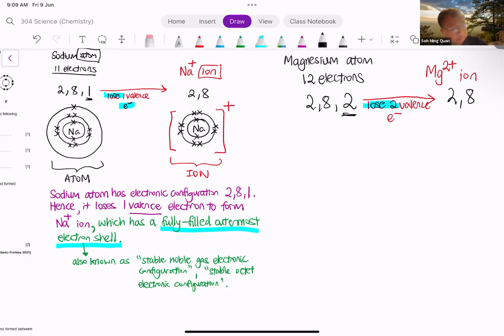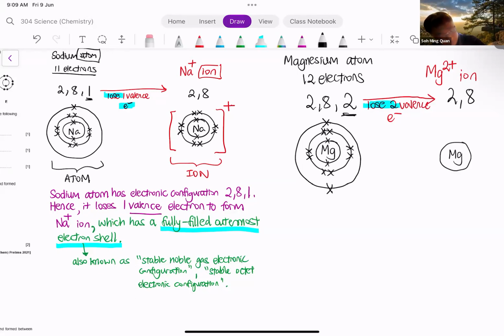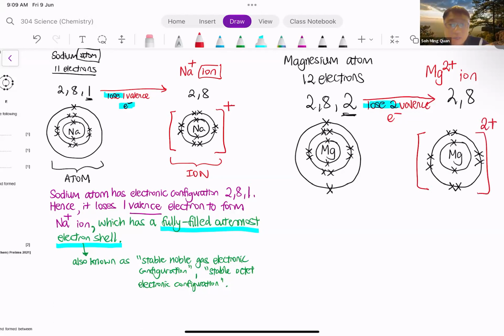All right. So you can even draw it out. The magnesium atom is 2, 8, 2. It is drawn like this. The magnesium ion is 2, 8. Remember the square bracket, and put the charge outside the square bracket. So the atom and the ion are not the same. And you can also practice writing out the lines.